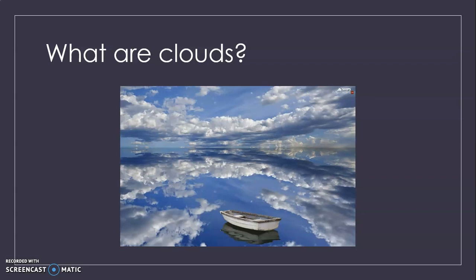Clouds form when air becomes saturated or filled with water vapor. Clouds are the visible result of cooler, moist air. With further cooling, the water or ice particles that make up the cloud can grow into bigger particles that fall to the earth as precipitation.